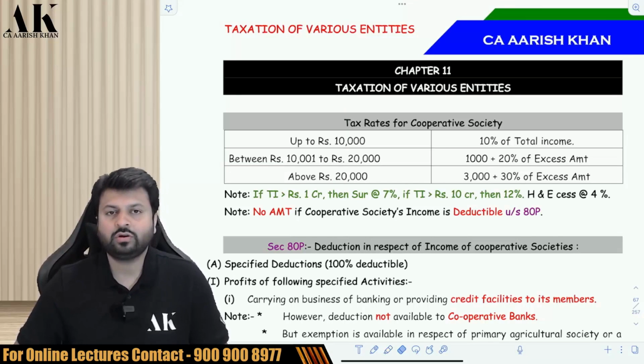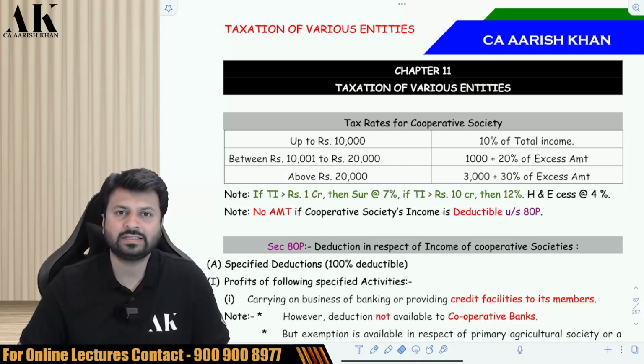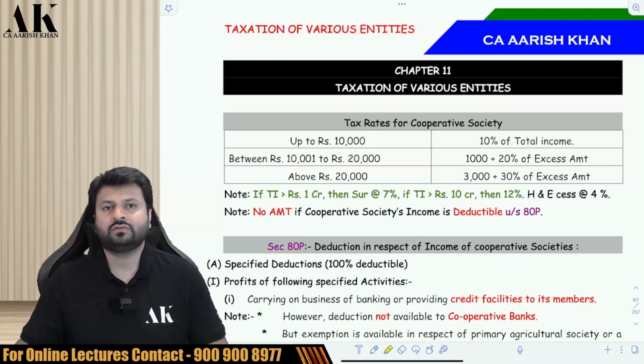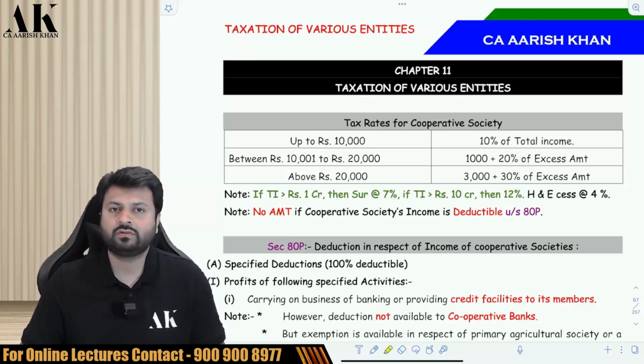The first thing which we are going to do in this topic is taxation of various entities, where we are going to talk about all small entities, their taxability, their tax rates and their special provisions. So the first thing that we are starting today is the taxation of cooperative society. Let's see the tax rate of cooperative society.